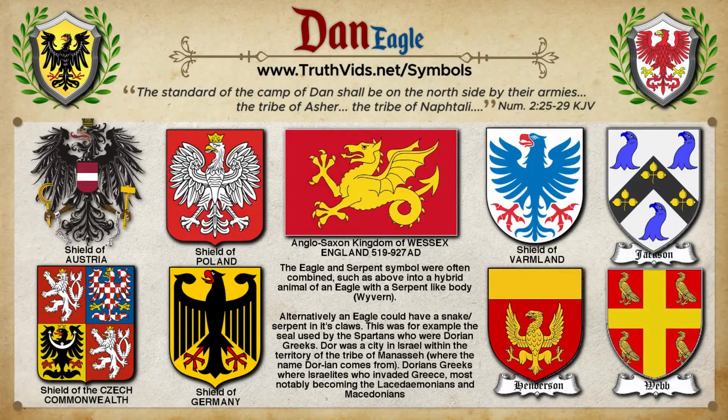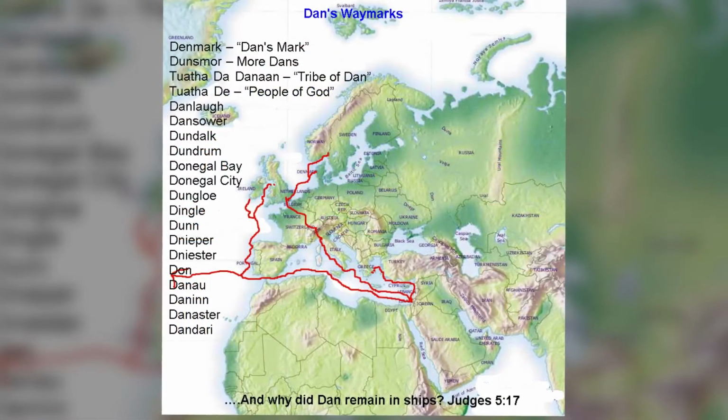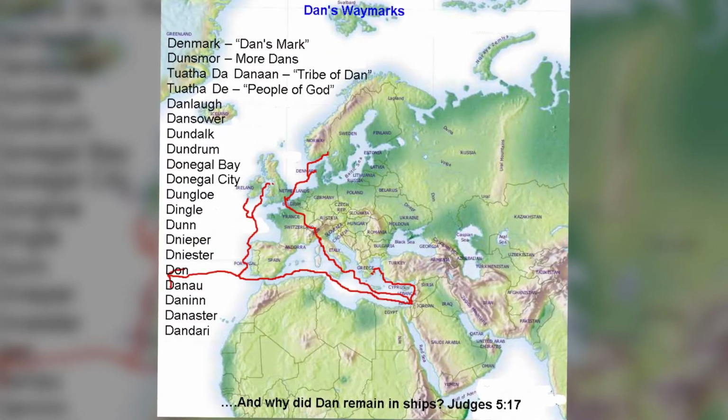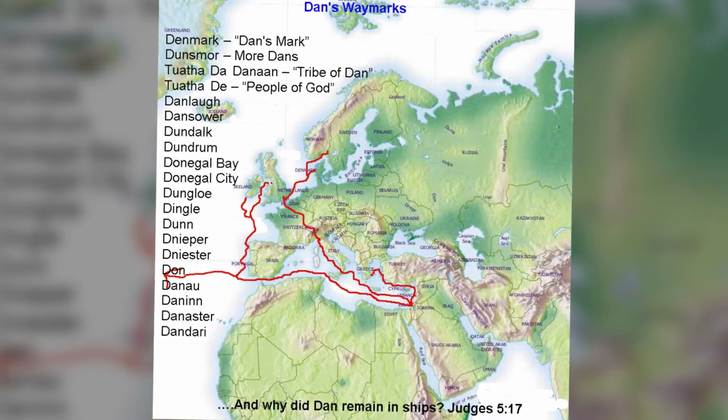So the eagle is the most prominent to have survived, and we can see it just about everywhere, like all the European shields such as Poland and Germany have it. Sometimes the eagle and snake would get combined into a hybrid animal like the Wessex Wyvern, which is an eagle with a serpent-like body. So for prophecies, the Viper's Trail was wherever Dan went, they would name the location after their patriarch Dan, and you can see that with many rivers, cities, all across Europe.